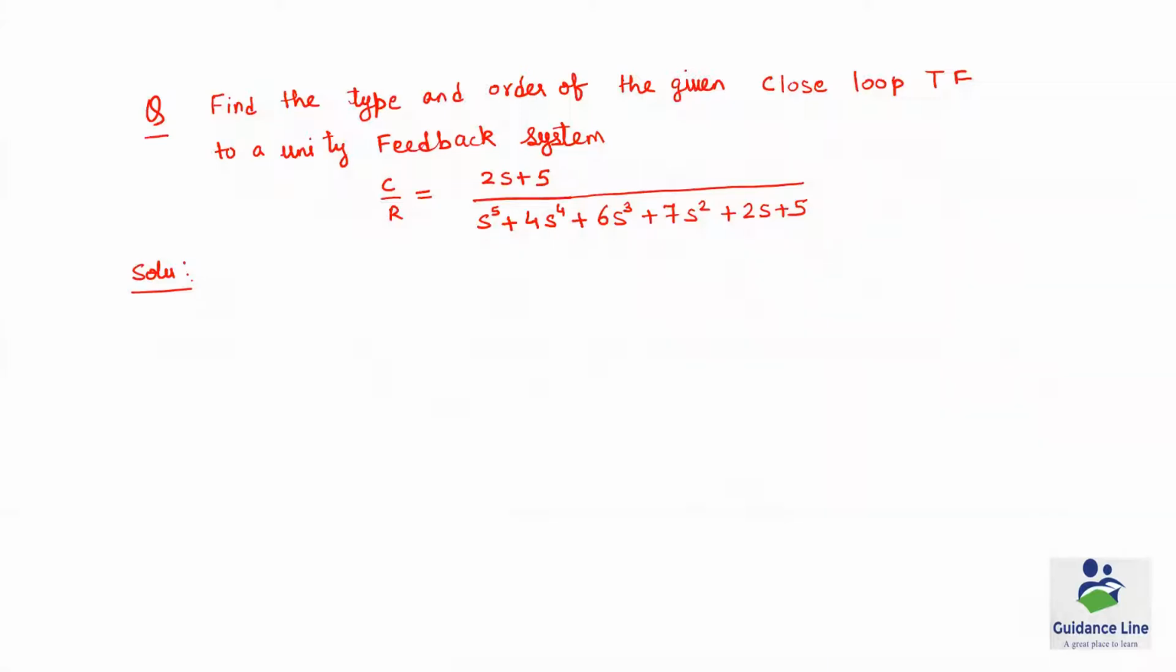Here is the next question, in which we have to find the type and order of a given closed loop transfer function. Okay, now you can see we have been given the closed loop transfer function of a unity feedback system.